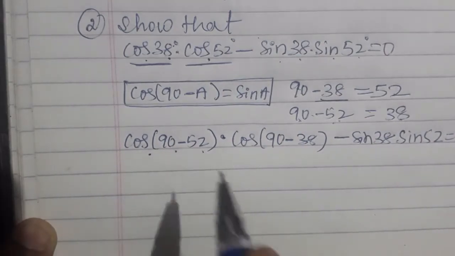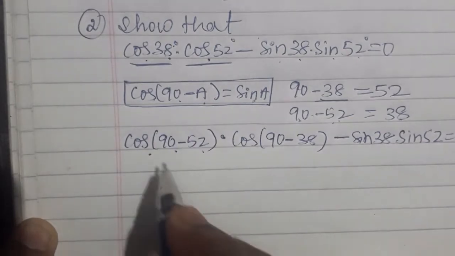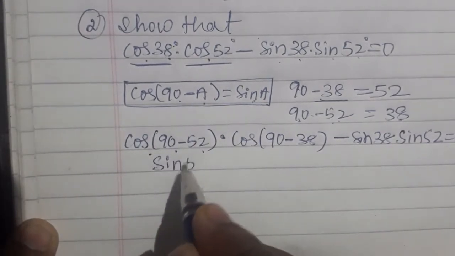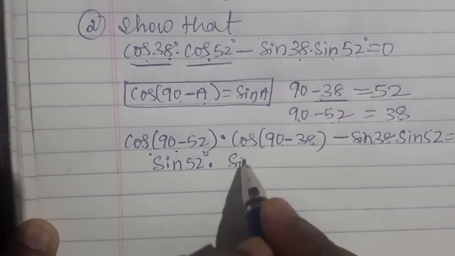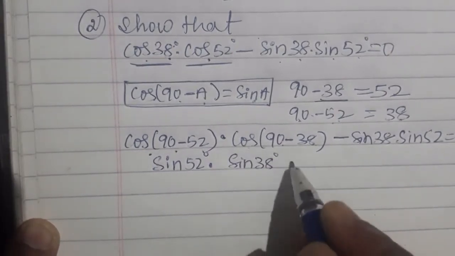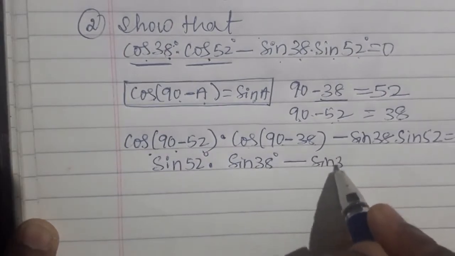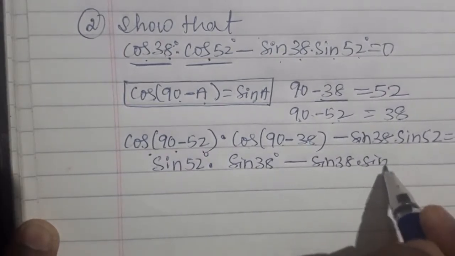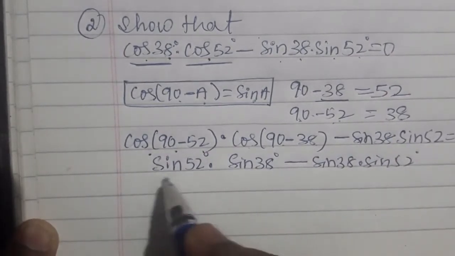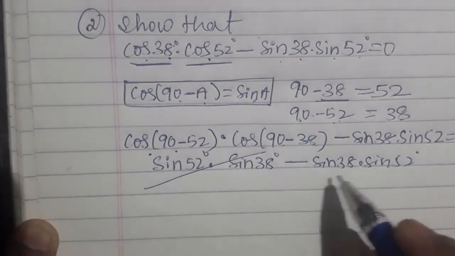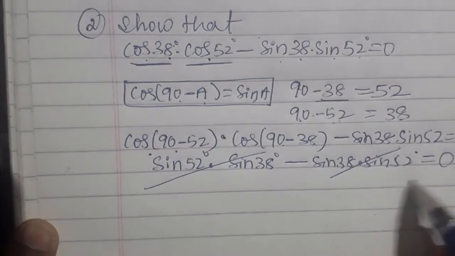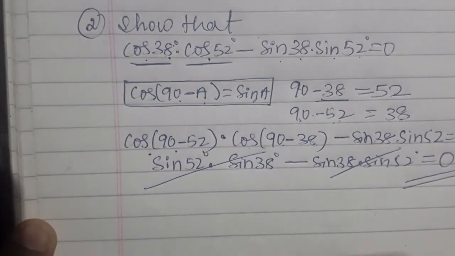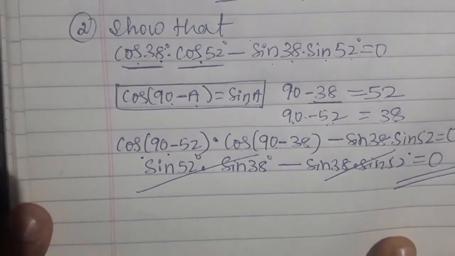Now cos 90 minus 52, cos 90 minus a is sin a, so it will become sin 52 degree into cos 90 minus 38 will become sin 38 degree, minus sin 38 into sin 52. So sin 52 into sin 38 minus sin 38 into sin 52, they both will get cancelled and you will get 0 as the answer.